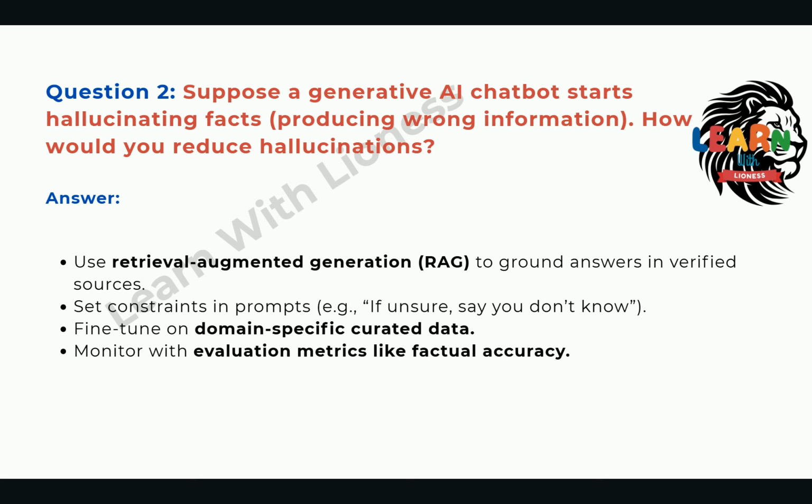Question 2. Suppose a generative AI chatbot starts hallucinating facts, producing wrong information. How would you reduce hallucinations?